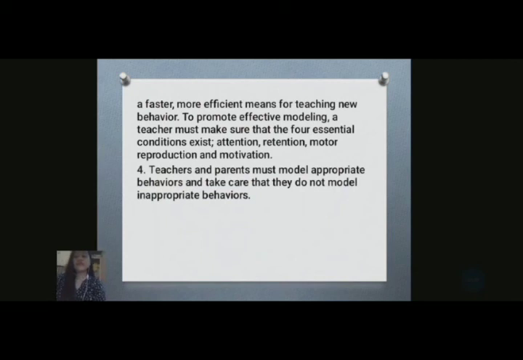Number 4, teachers and parents must model appropriate behaviors and take care that they do not model inappropriate behaviors. So, it is important that good behavior start with the teacher or the parents. Because whatever the students see from those older than them, or from their teachers and parents, their behavior or manner comes first and is introduced into the mind of the child. So it is important to always show good and appropriate behavior.